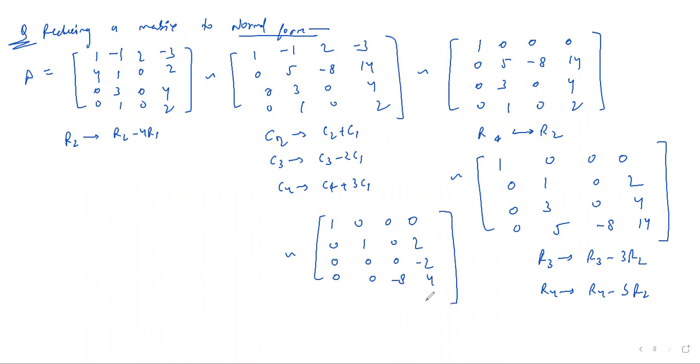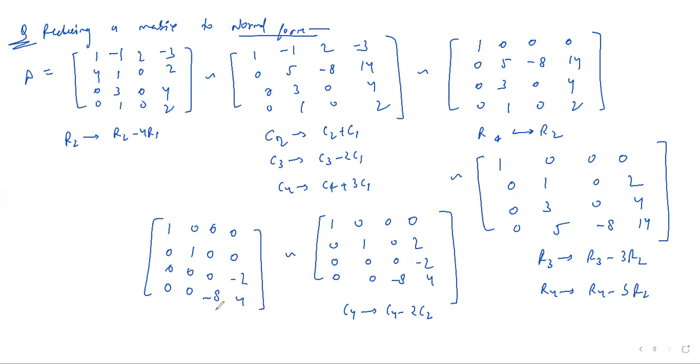Now let's apply the transformation here, which is C4 minus 2 C2. After applying this we will make this term 0. So first will remain same, second will remain same, 0 1 0 0, and this will be 0 0 0 minus 8, and this will be 0 0, this will be 0, this will get 0, minus 2 4. Now let's reduce it more.